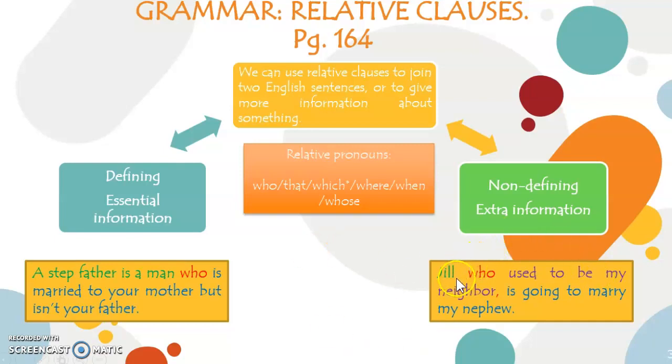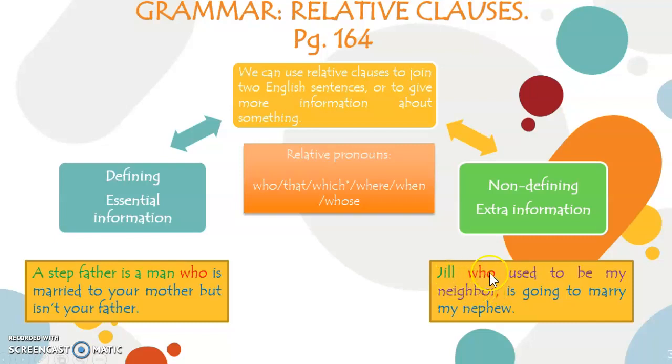We have three different pieces of information in non-defining relative clauses. In this case, we have: Jill, who used to be my neighbor, is going to marry my nephew. In green color, we have the first piece of information. The second one is in purple, used to be my neighbor, and the third one is in blue, is going to marry my nephew.